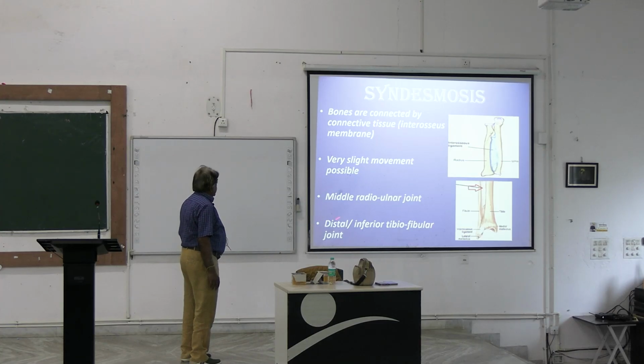Middle radioulnar joint, distal inferior tibiofibular joint. This is the medial malleolus, this is the distal or inferior tibiofibular joint.